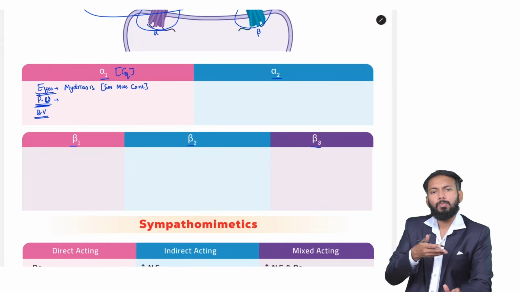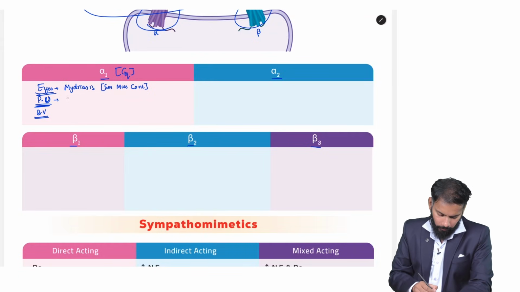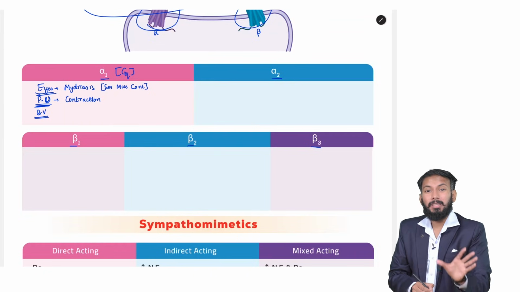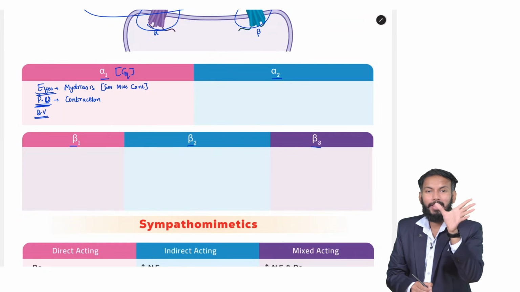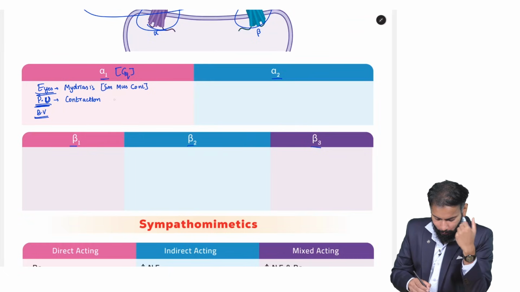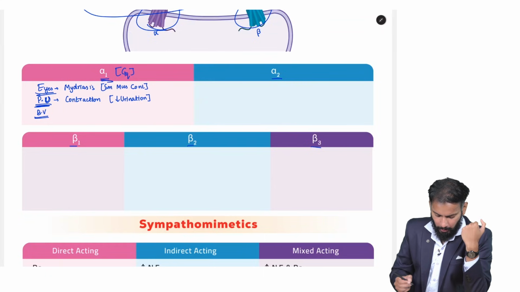So in the prostatic urethra, what will it do? It will again cause smooth muscle contraction. Yes or no? So it will cause smooth muscle contraction. That means urethra is contracted, urethra is closed. Now will there be urination? No. So that is why there is decrease in urination. That is happening because of alpha 1.